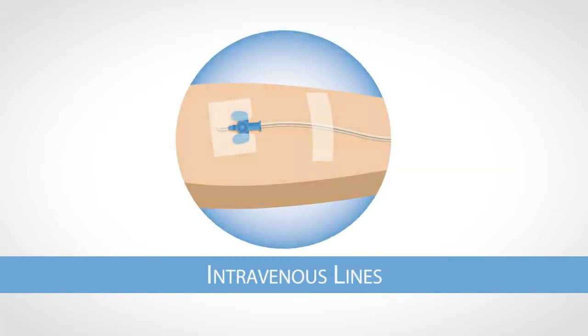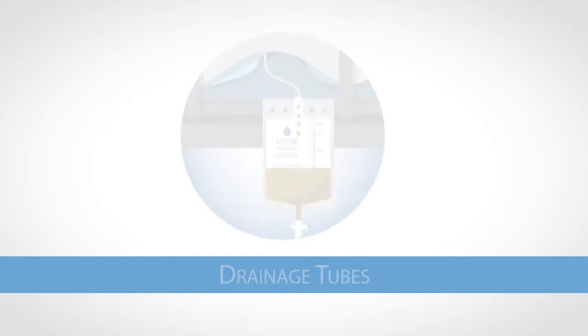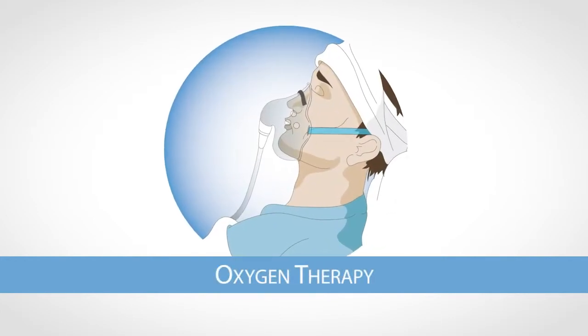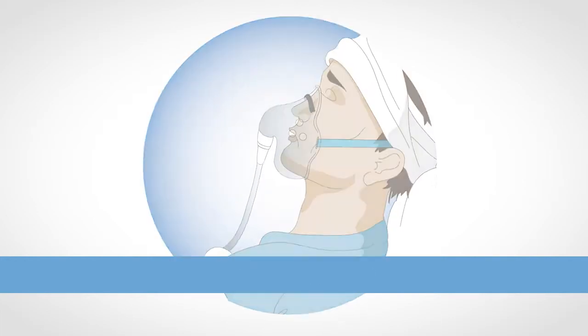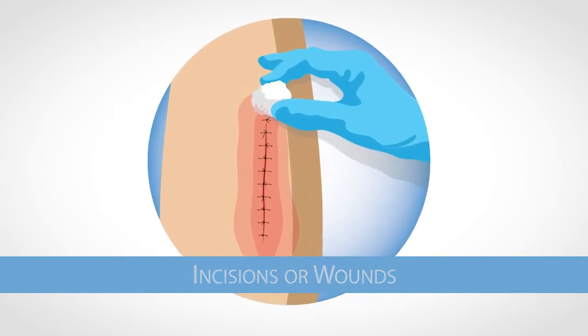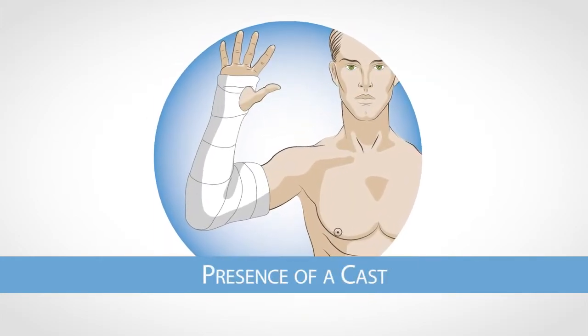Assess for any medical equipment or surgical procedures that may alter the positioning procedure. These may include the following: intravenous lines, drainage tubes, oxygen therapy, incisions or wounds, or the presence of a cast.